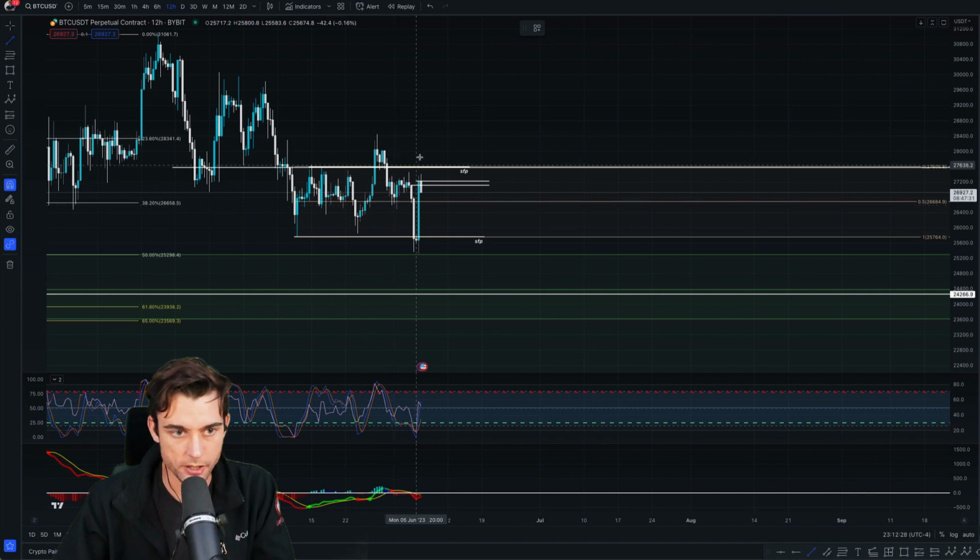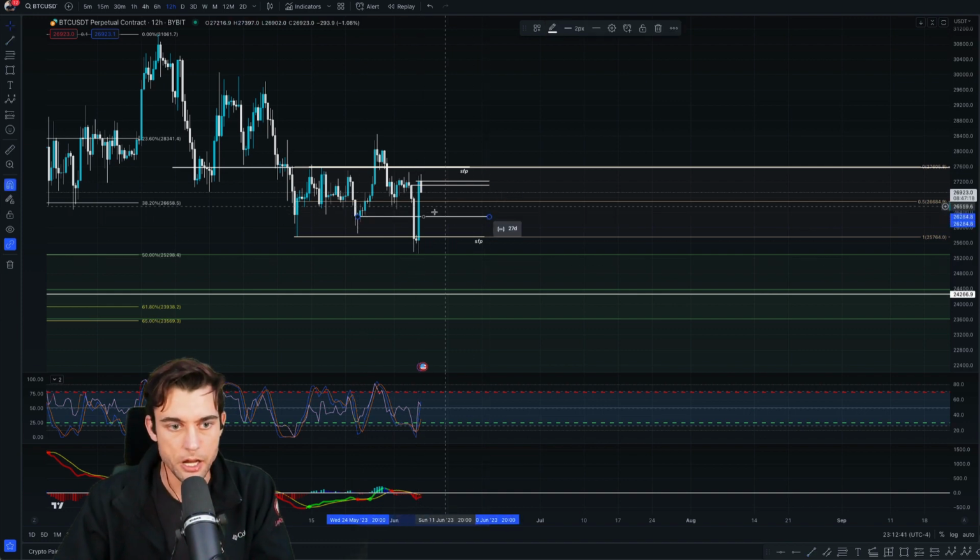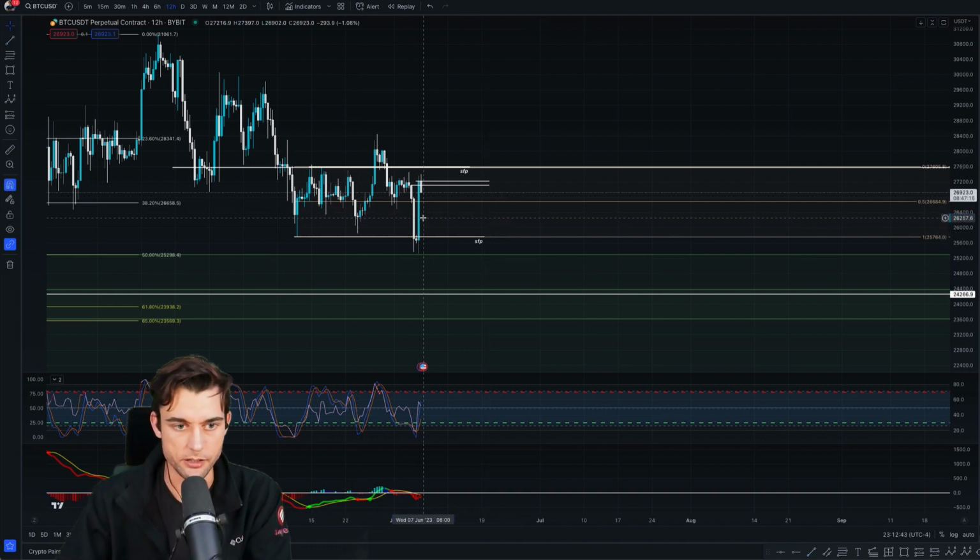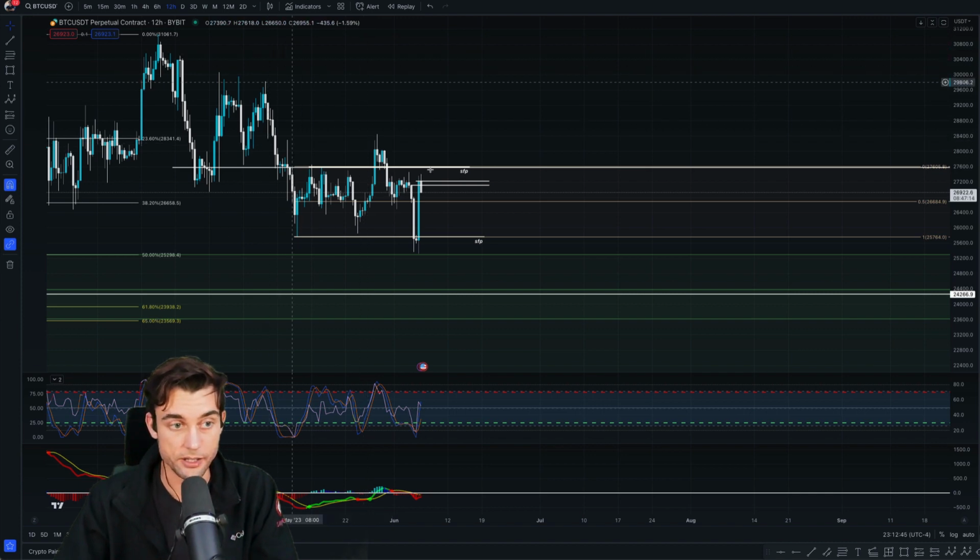Initially, I would look for longs here, target up here, but that didn't happen. This actually broke straight through. So this broke straight through and created a lower low, which means that there was a market structure shift to the downside, which means that the trend is bearish.